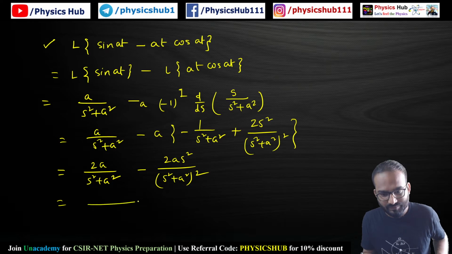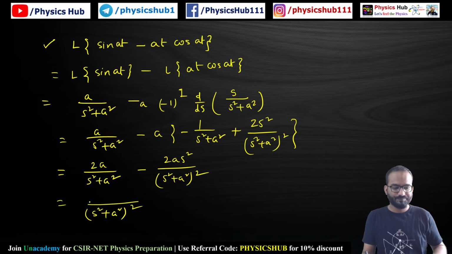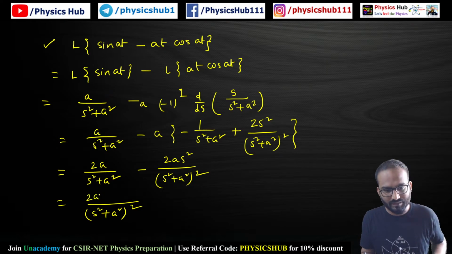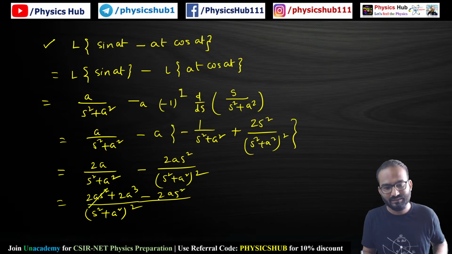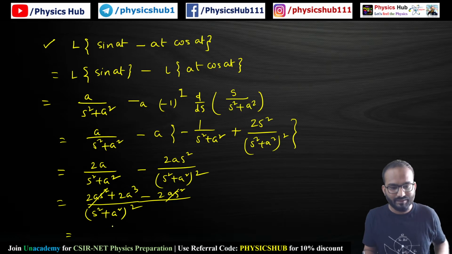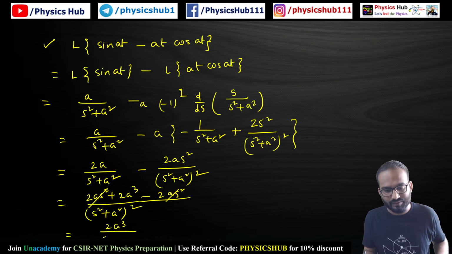And if you evaluate this, if you take the LCM, s square plus a square whole square, and this will give you how much? This will give you 2a s square plus 2a cube, and minus 2a s square. So you can see this 2a s square dependency is gone, and you end up getting twice a cube upon s square plus a square.